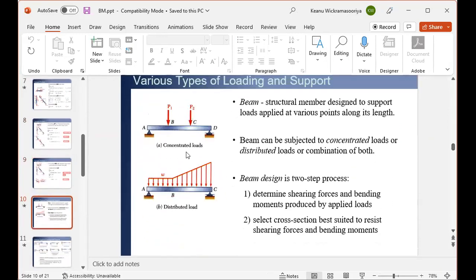Let's try this one. You have beam AD and two forces P1 and P2. Suppose that we are going to make a cut in between A and B, and you need to compute what the forces acting on that particular part are. Can you do it or try it quickly? Make a cross section somewhere here between A and B.